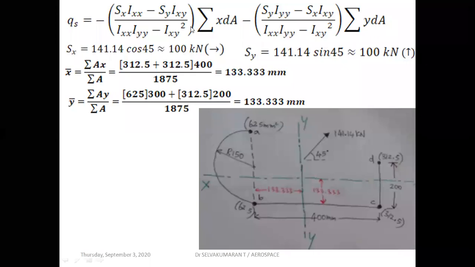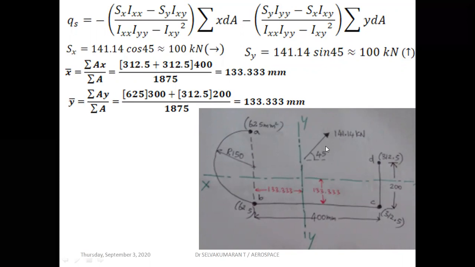This is the shear flow expression for an open section. The inclined shear force can be resolved into two components: 141.14 cos 45, which is 100 kilonewton acting to the right (positive), and 141.14 sin 45, which is 100 kilonewton acting upward (positive). Okay, so we have to locate the centroidal axis.